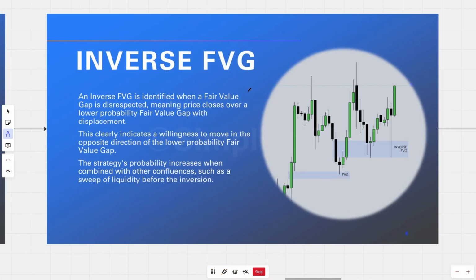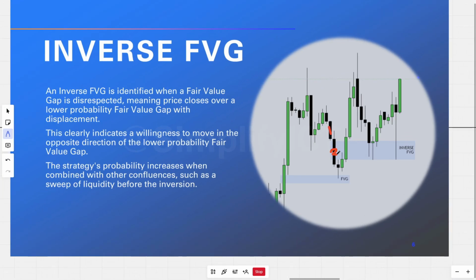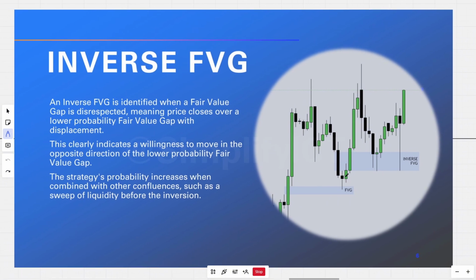So as you can see, an inverse fair value gap is identified when a fair value gap is disrespected. So this means when price closes over a lower probability fair value gap with displacement. As you can see, we have candle number 1, candle number 2, and candle number 3 right here. So once price retraced into this area, we didn't see a move below. We saw price move completely to the upside. This clearly indicates a willingness to move in the opposite direction, because it literally disrespected a sell side imbalance, buy side inefficiency. So meaning a lot of buying pressure was needed to disrespect this gap right here.